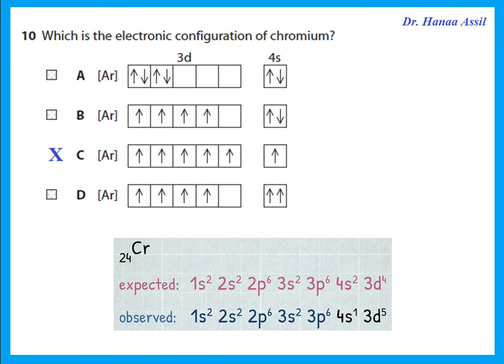So this is the distribution of the electronic configuration of chromium. The 3d has 5 electrons, and the 4s has only 1. We took 1 from the 4s and we put it so that it completes the 5 orbitals, so that the 3d is half filled.